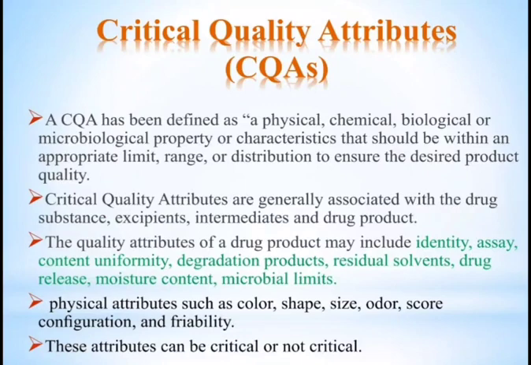Let's talk about critical quality attributes. Critical quality attributes are important physical, chemical, biological, or microbiological properties of the drug that must stay within a specific limit to ensure the product is safe and effective. They are usually related to the drug substance, excipients, intermediates, and the final product. Examples of the critical quality attributes include identity, assay, content uniformity, degradation products.